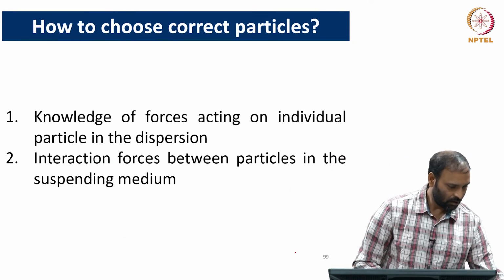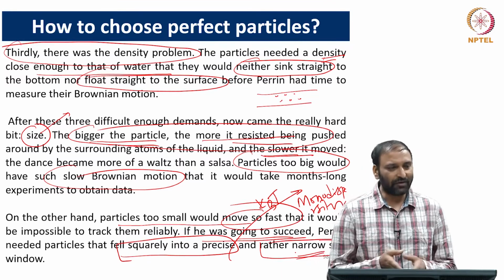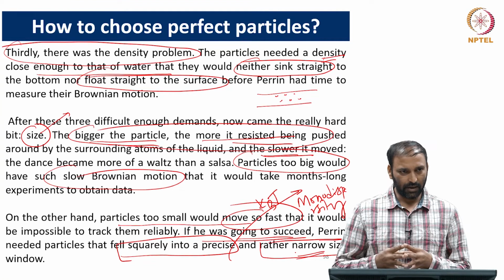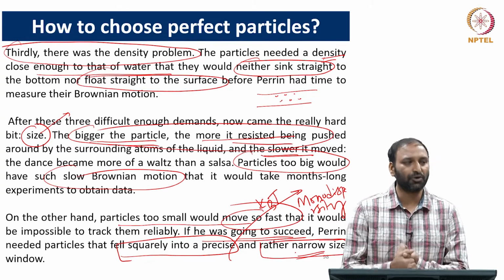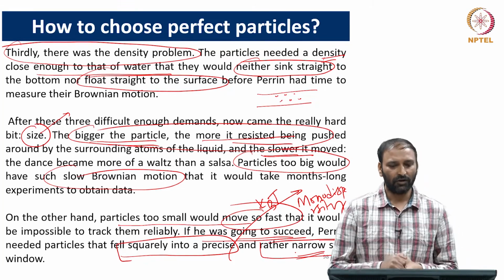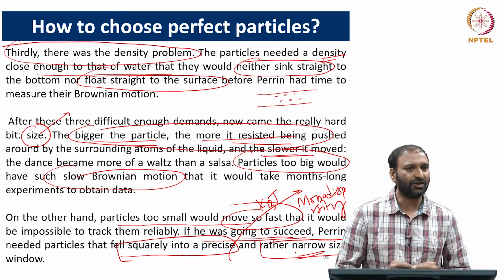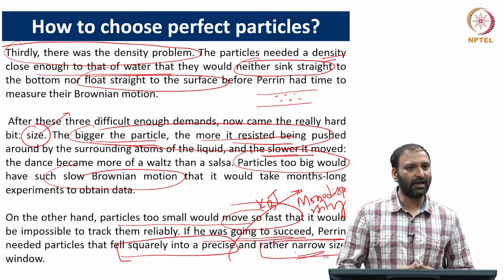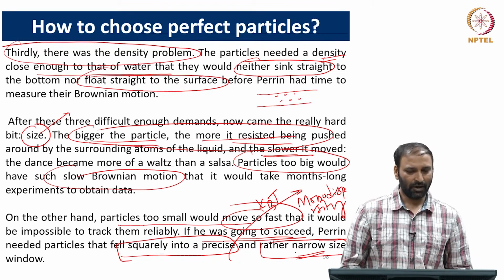Okay. Now, whatever requirements I have mentioned, right, this is for choosing appropriate size of particles for Brownian motion experiments, for example. Now, if I were to generalize this for any experiment, can I classify whatever few points that I have mentioned into different classes?